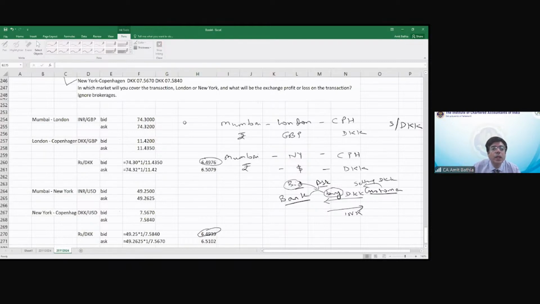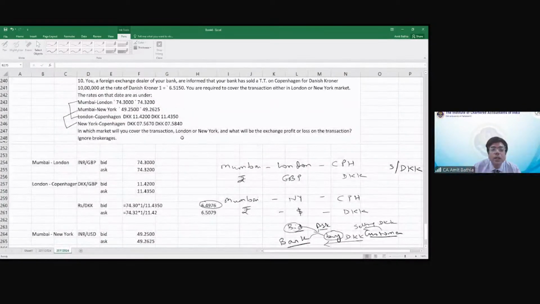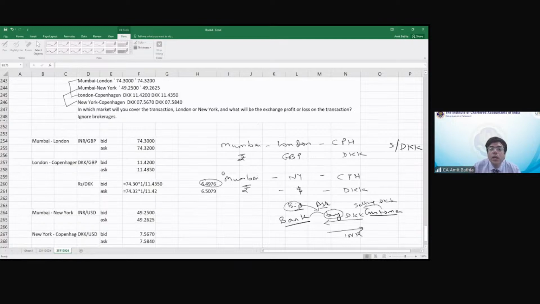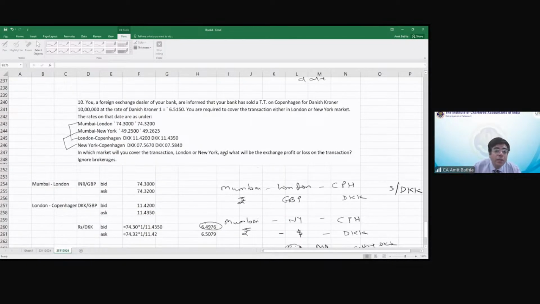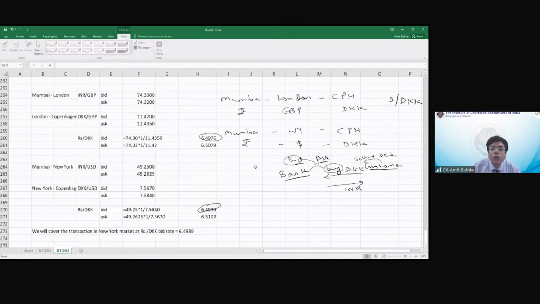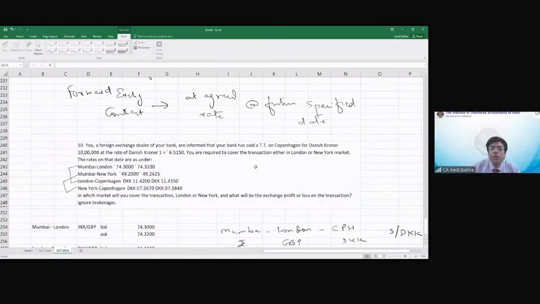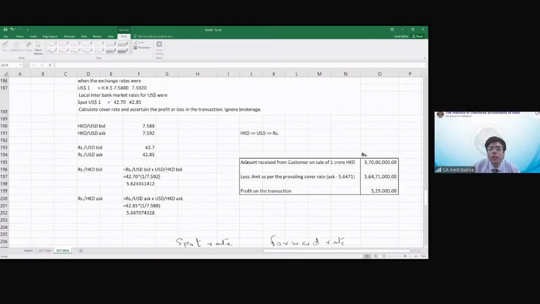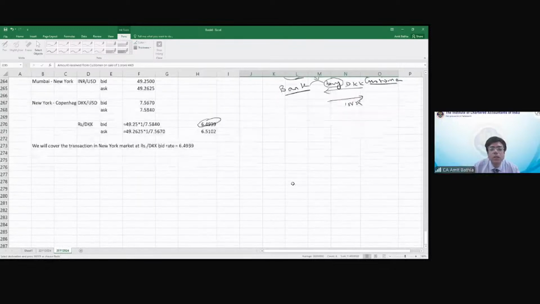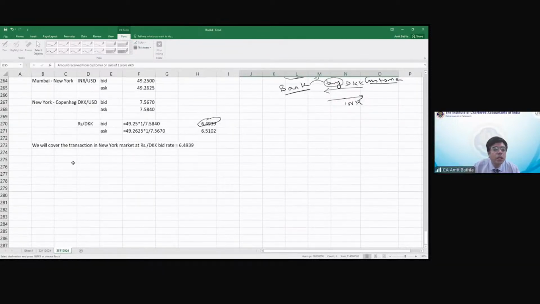Now, what are being asked? In which market will you cover the transaction, London or New York? So we have already mentioned we'll cover in New York. And what will be the exchange profit or loss on the transaction? Now that it is already mentioned, so I need to compute the profit or loss. So how do I go about doing that? Yes, how can I do that? Let me calculate from here. Yes, so what will be the amount of profit or loss?